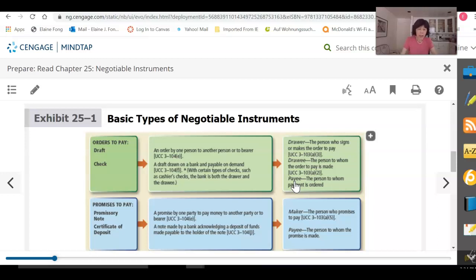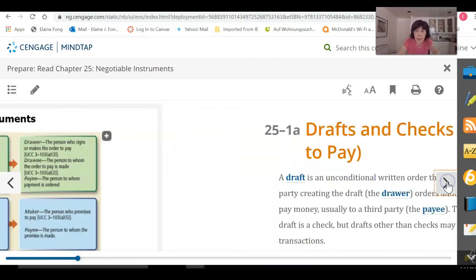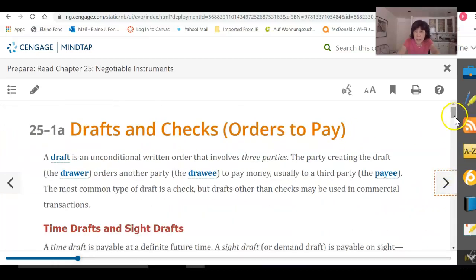All right, now I'd like to take a look at another example of a draft. And this is also in your textbook. Let me see if I can move there fairly quickly. I'd like to put example 25-2 up on the screen if I can find it.